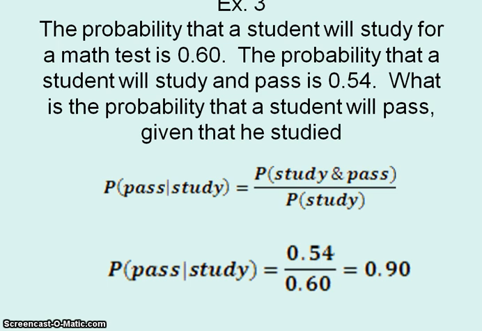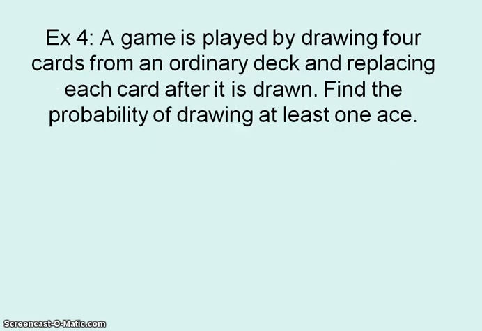If you want to think of this as 100 people again, there's 100 students, 60 of them study. Of the 100, 54 pass and study. So it's 54 of the 60, or 0.9. Either way is perfectly fine. Some people feel more comfortable with the formula. Some feel more with the real life situation.